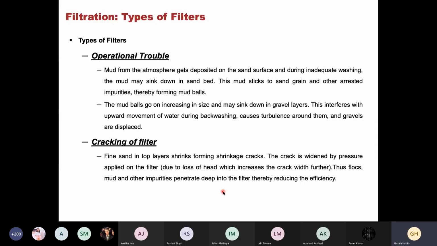Okay. Operational trouble, mud formation from the atmosphere. Okay, so this is actually the mud particle or the clay or sand, whatever, if they are present in the atmospheric air, they may also settle down on the top of the filter media, because it's an open unit, it's not a closed unit. Pressure filter is a closed unit, gravity filters are open units. Okay, so this mud particle will actually settle down on the top of the filter.